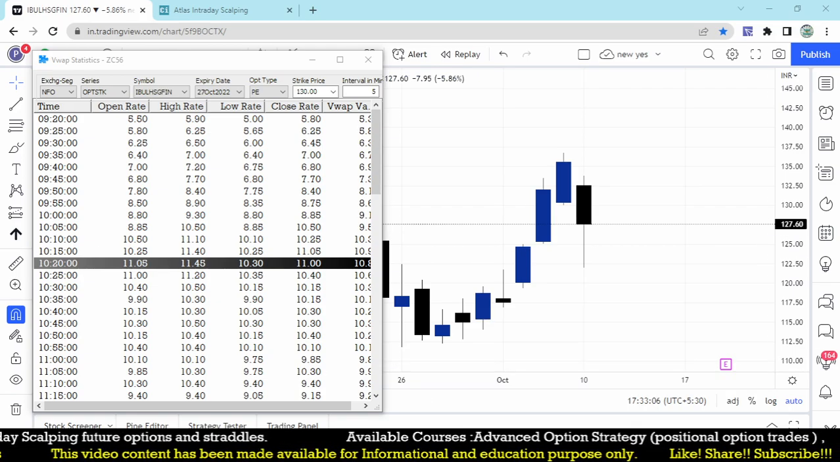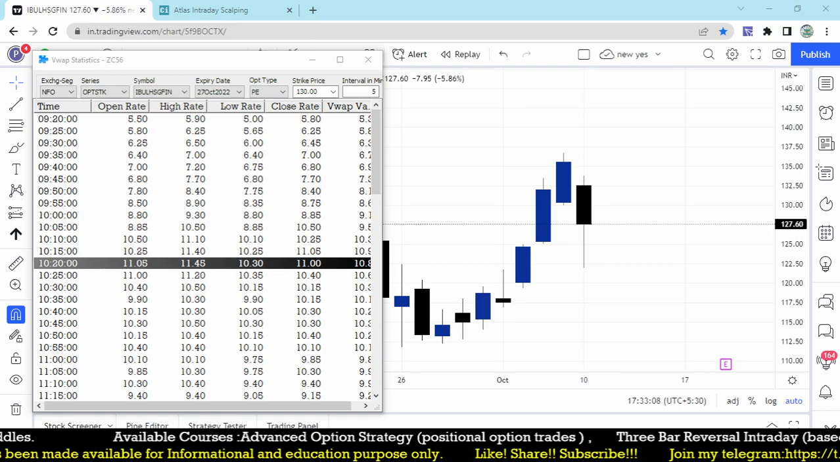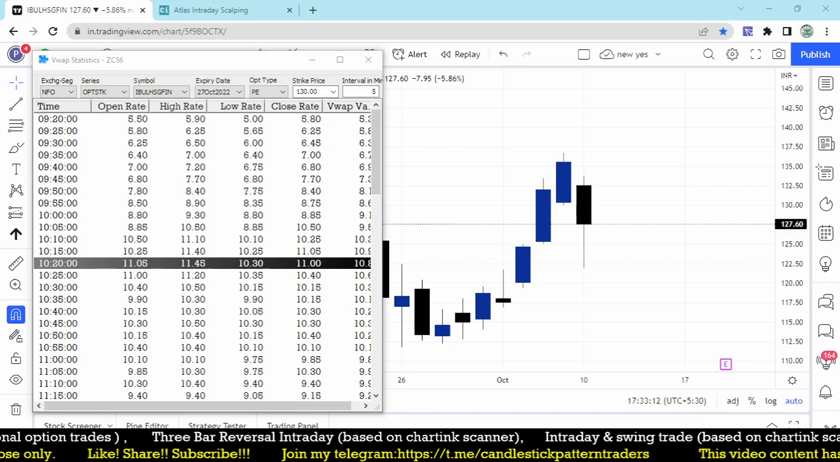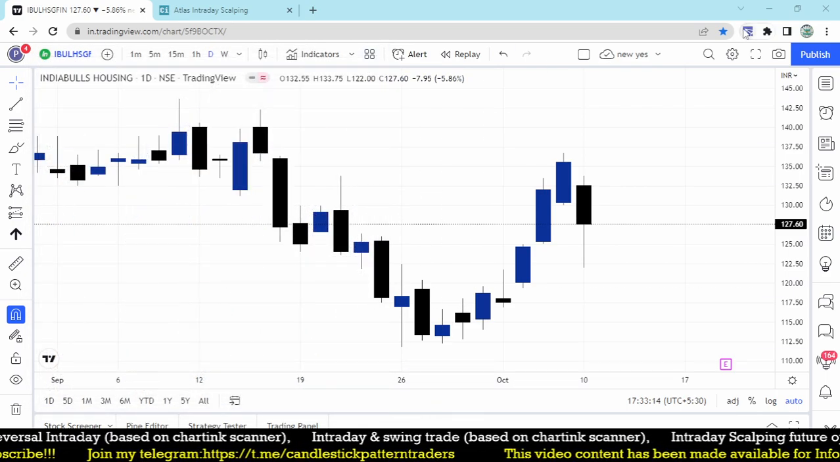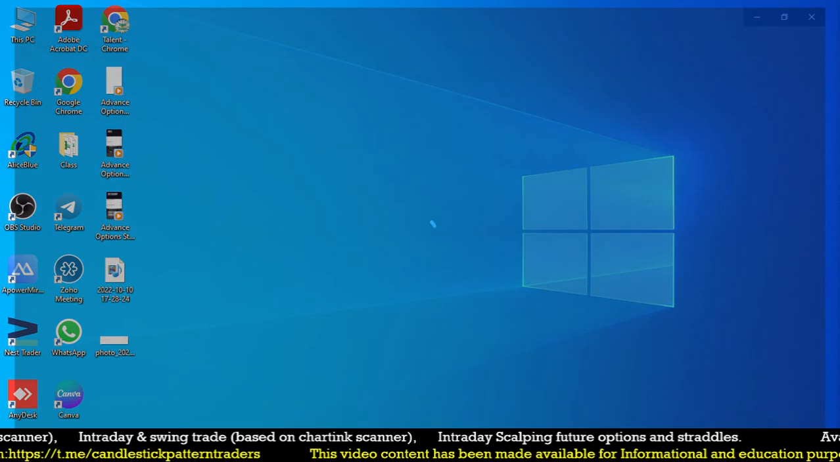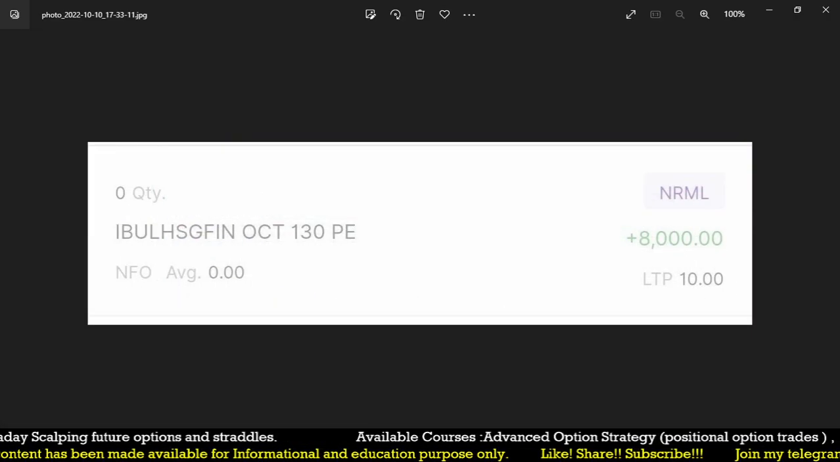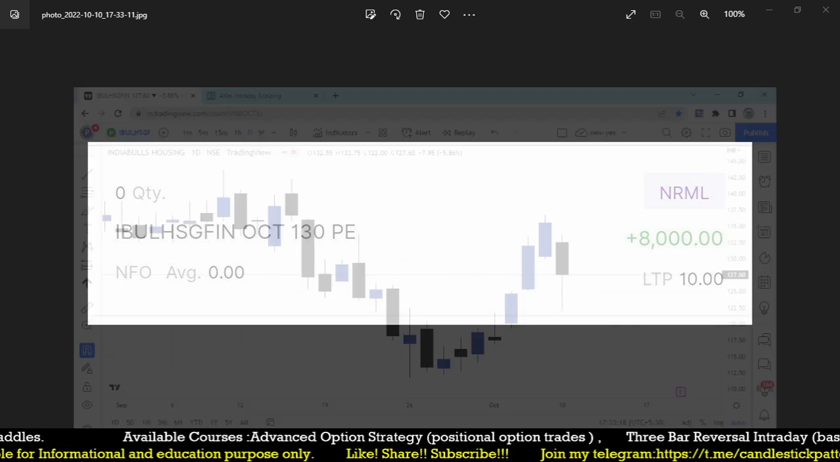So how much? I gained 2 points from this trade, where I took 8 to 10 rupees I have made here. It's about options. I mainly prefer doing options, so those are the trades I made in options. India Bull Housing Finance 130 put options, even the same kind of pattern.